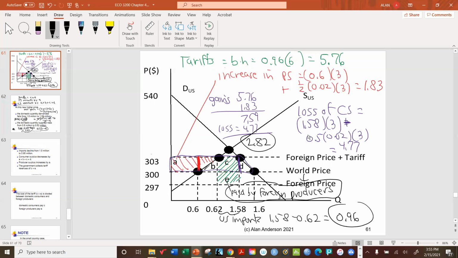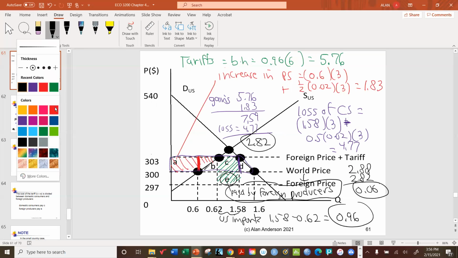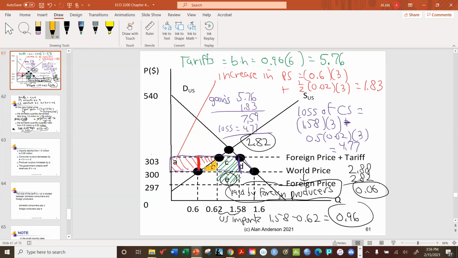Now, E, as we've seen, has an area of 2.88. So that means that had the foreign producers not paid the tariff, instead of having a gain of 2.88, we would have had a loss of 0.06. So in the small country case, these two orange triangles would have represented our deadweight loss.